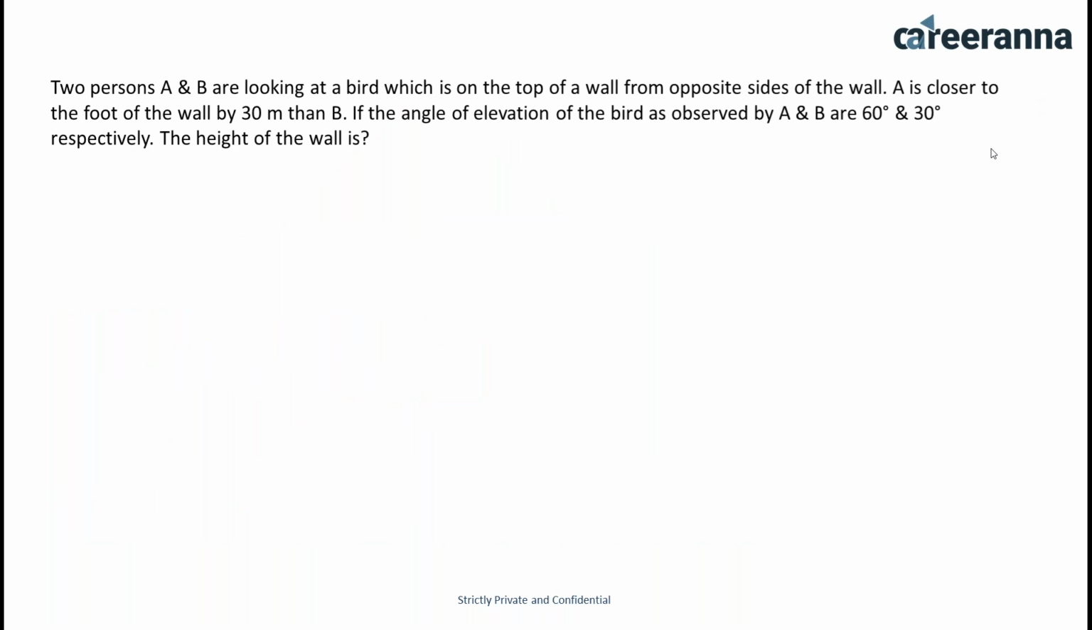In this question, two persons A and B are looking at the bird, which is on the top of the wall, from the opposite side of the wall. A is closer to the foot of the wall by 30 meters than B. If the angles of elevation of the bird as observed by A and B are 60 and 30 degrees respectively, find the height of the wall. Actually, this is a question from trigonometry, but it can be asked in geometry also. So please try this and then we are going to discuss it.